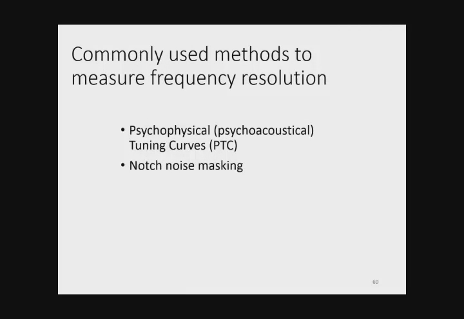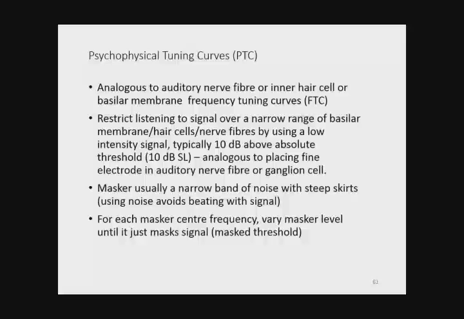Okay. And there are two ways of measuring this frequency resolution. If we measure frequency resolution, we measure the auditory filter. They're the same thing. One of these is called psychophysical tuning curves, and the other one is notched noise. I'll talk you through both of these methods in the next couple of minutes. They are both at the center of the research in hearing over the last 30 or 40 years, maybe.